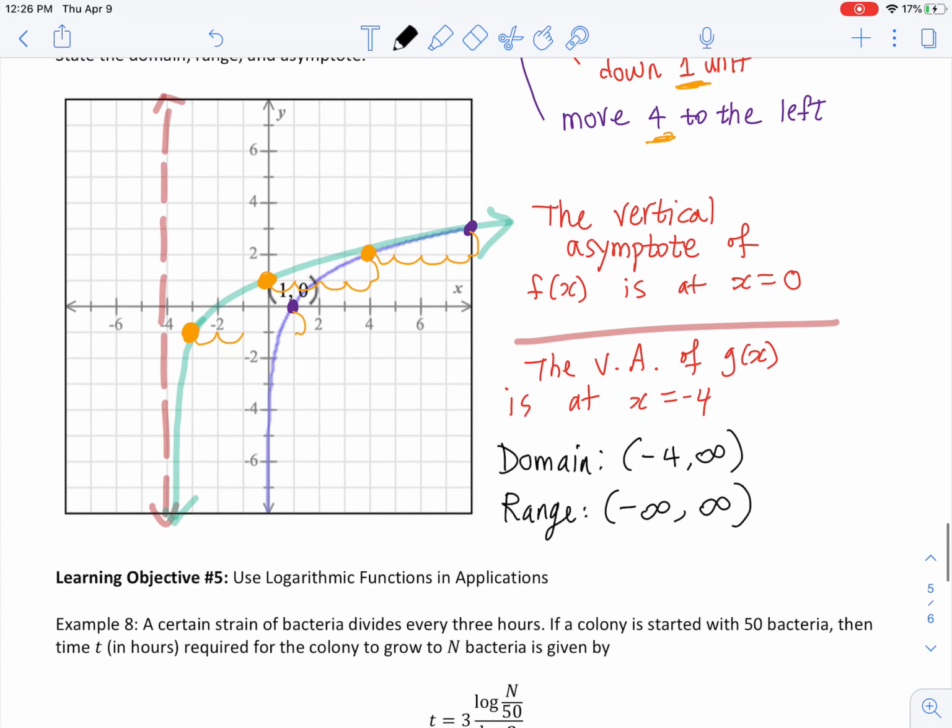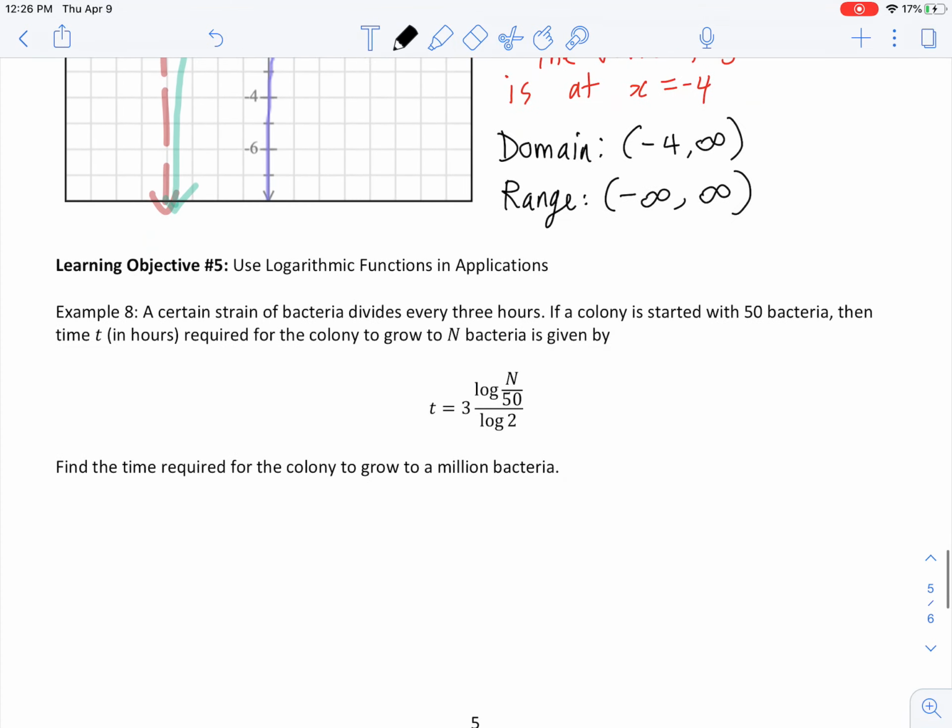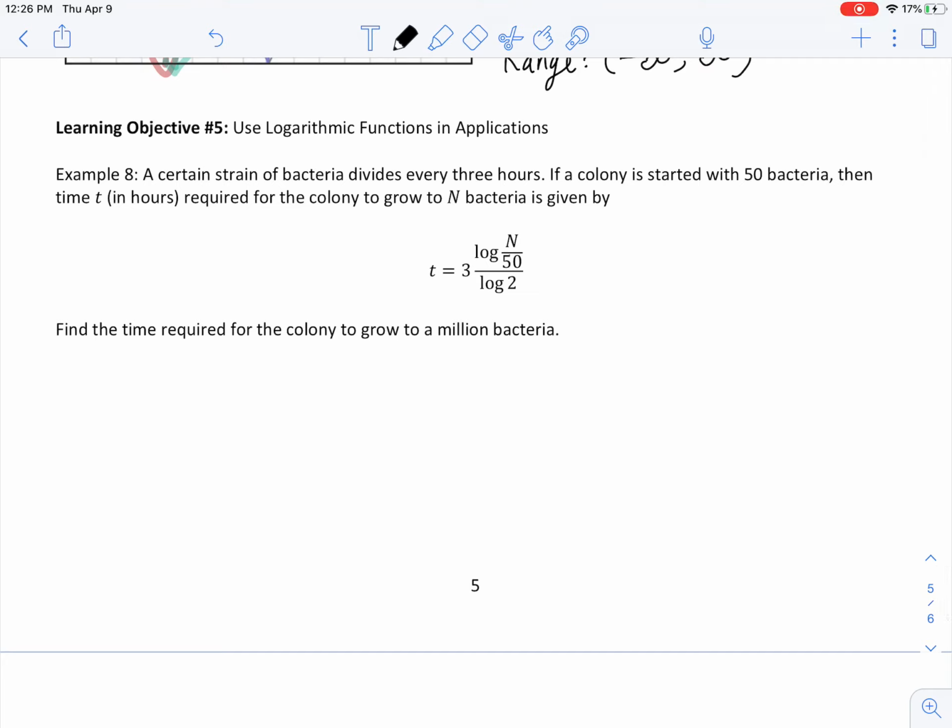All right, the very last one. I just had to put at least one application problem. It's a very short one. A certain strain of bacteria divides every 3 hours. If a colony is started with 50 bacteria, then the time t required for the colony to grow to n bacteria is given by, thank goodness, a function that we can use. It would be a completely different problem if we didn't have this equation to use. But we got it. We're just going to use it. Find the time required. Find t.